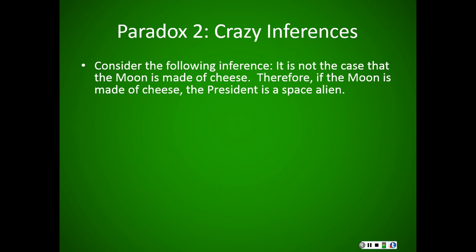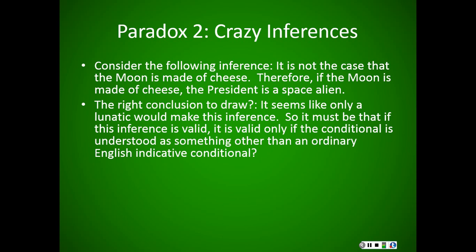Okay, paradox number 2, crazy inferences. Consider the following inference. It is not the case that the moon is made of cheese. Therefore, if the moon is made of cheese, the president is a space alien. This inference is valid if we understand the conditional at issue as a material conditional, but it seems crazy to think that this inference is valid if we think of this conditional as an ordinary conditional. At least that's what someone who thinks that material conditionals are not ordinary indicative conditionals might say.